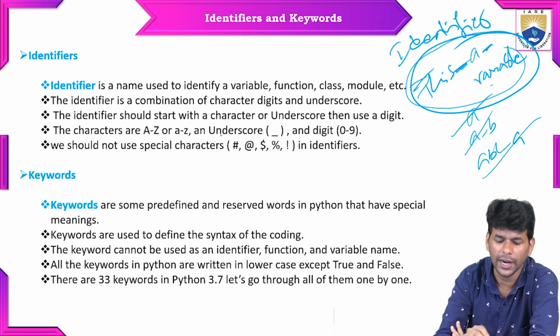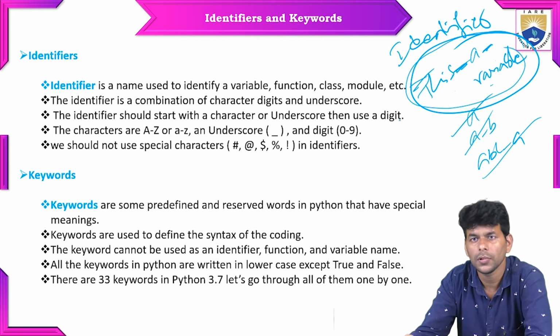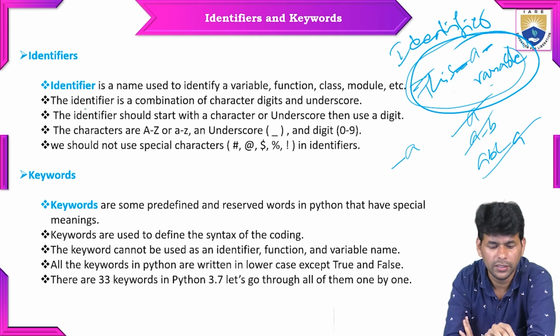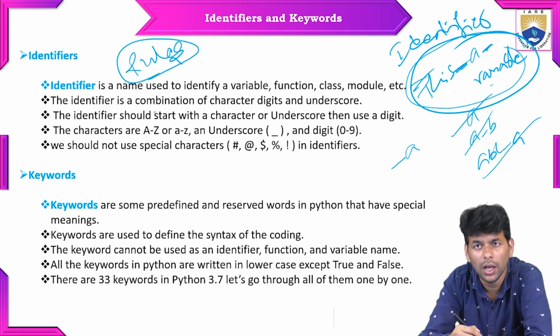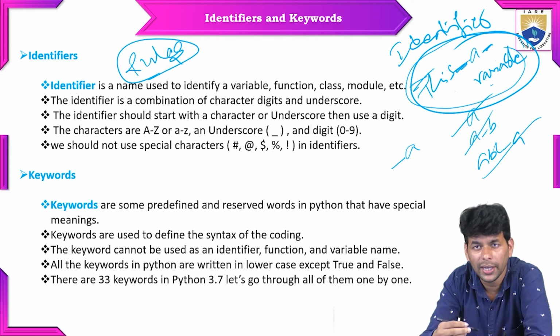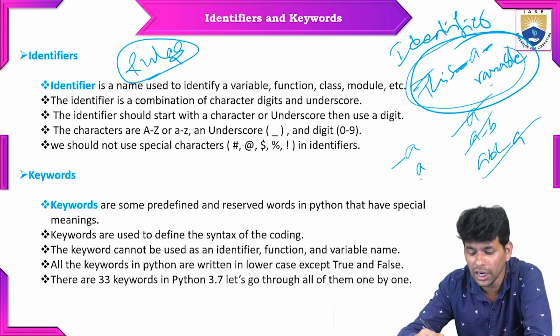So the next one is, the identifier should start with a character or underscore, then use a digit. We can give like underscore A also. These are the rules which we have to follow for declaring an identifier, declaring a variable. Is it okay? The next one is, the identifier should start with a character or underscore. It can start with a character and it can start with underscore A also. So these are two correct.